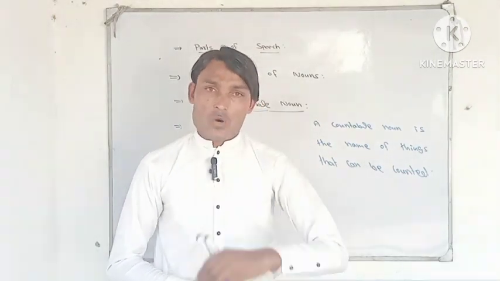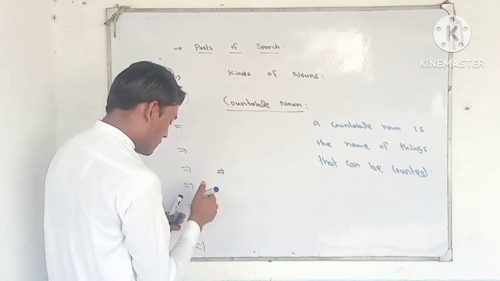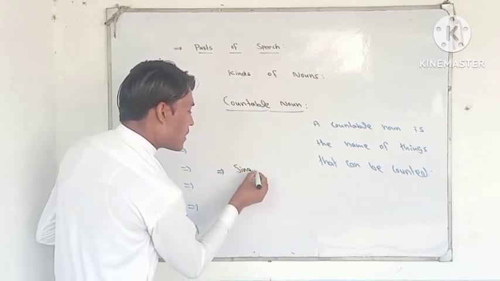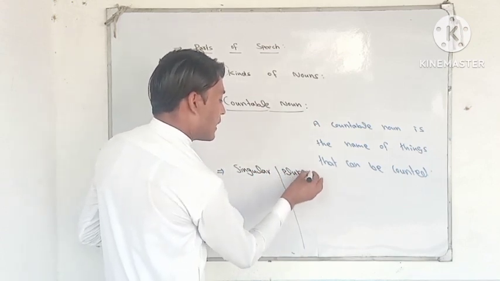One is called singular, one is called plural as well. So let's see what the forms are. If you look here, it has two forms. One is called singular, and the second one is called plural.